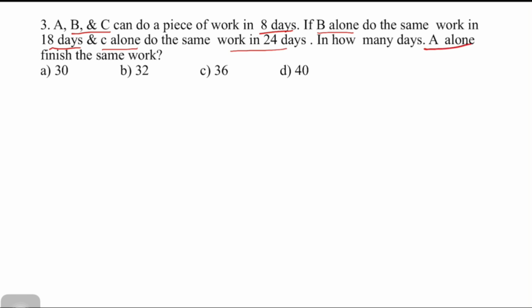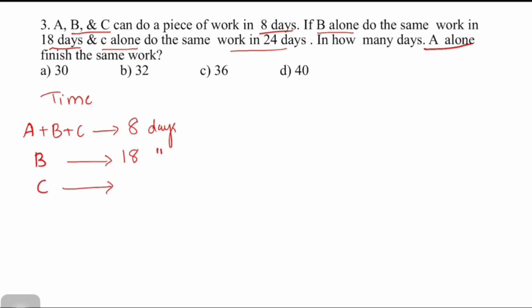Okay. So it is the same as the above. So time is given for A, B and C. A, B and C together will do a piece of work in 8 days. Okay. And B alone will do it in 18 days, and C alone will do it in 24 days. Okay. So the first step is always to find the total work. Total work is given by the LCM of all these three. So LCM of 8, 18 and 24.